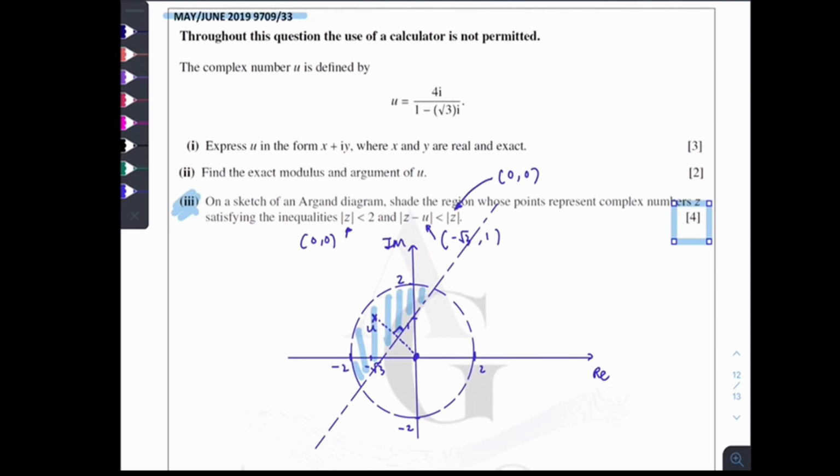So that's all for the lesson today, which is about the 3 different types of locus in the complex numbers Argand diagram. Thanks for watching and see you in the next video.